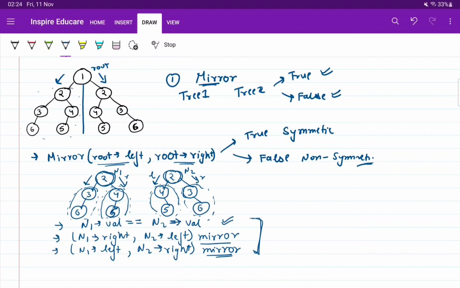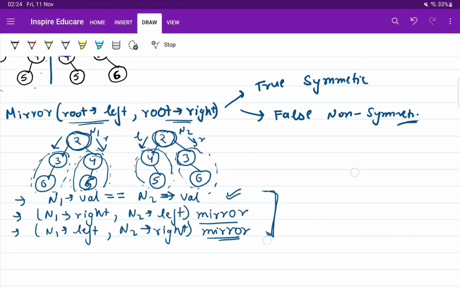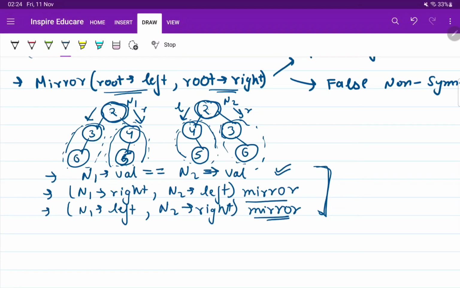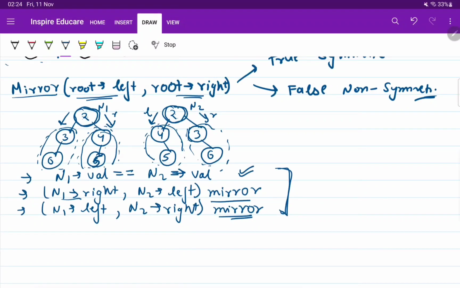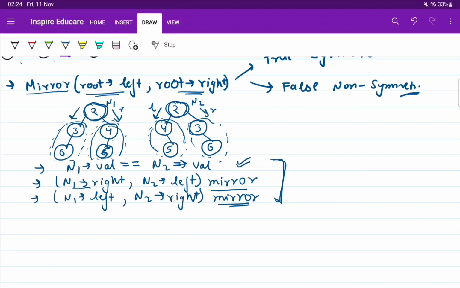As you would have realized, this solution is recursive. For most of the binary tree problems, those problems can be mostly done using recursion, right? So this solution is also recursive because we are calling the mirror function again. We are calling first here for left and right, and then we are again calling the mirror function for checking the right and left, right? Because this is a recursive function, there must be some base case for the recursion to stop also. So what can be the base case? Let's see.